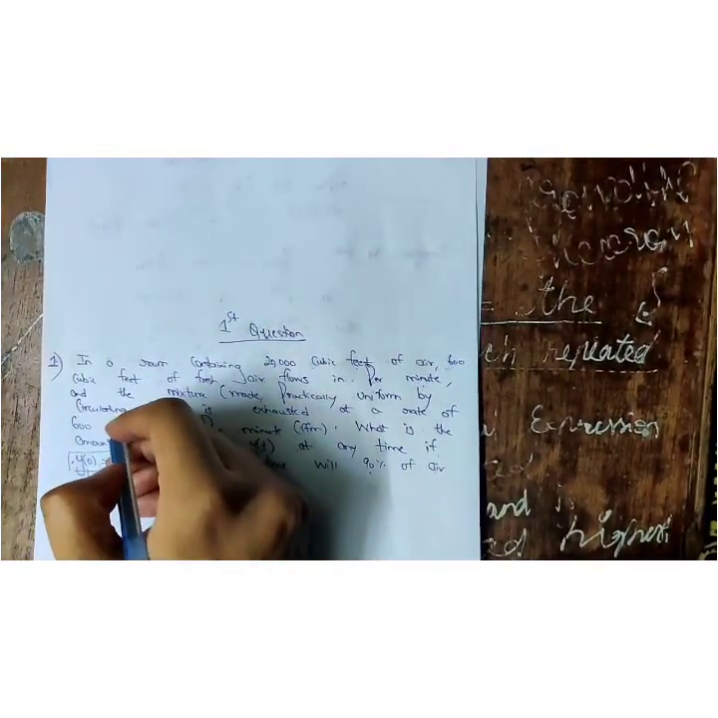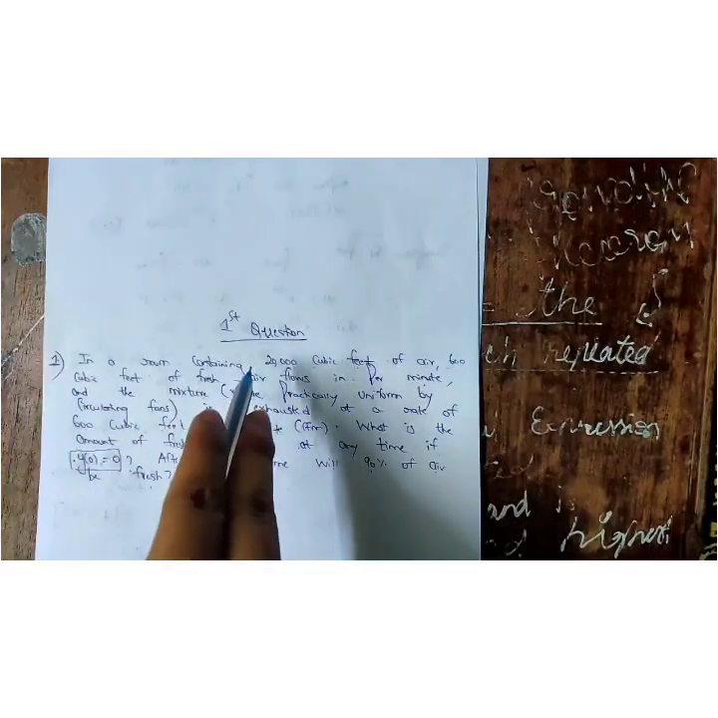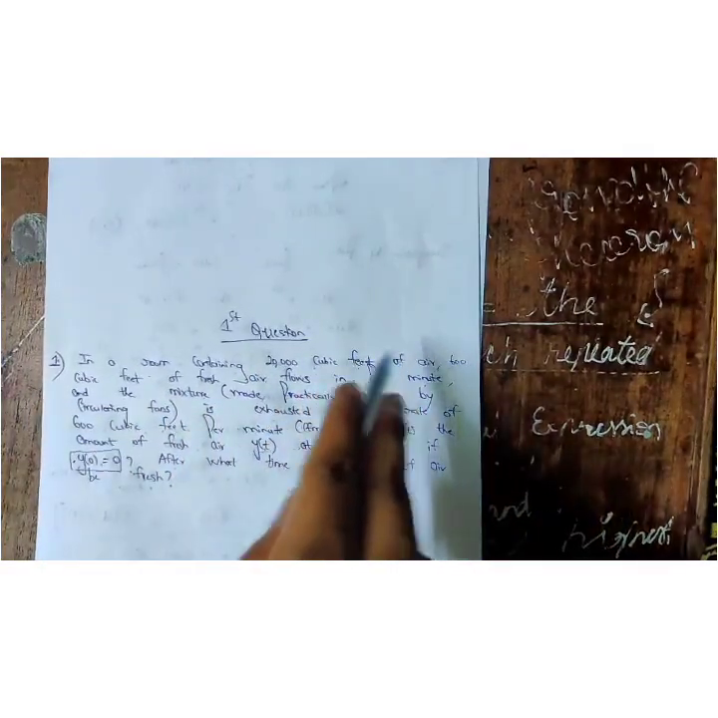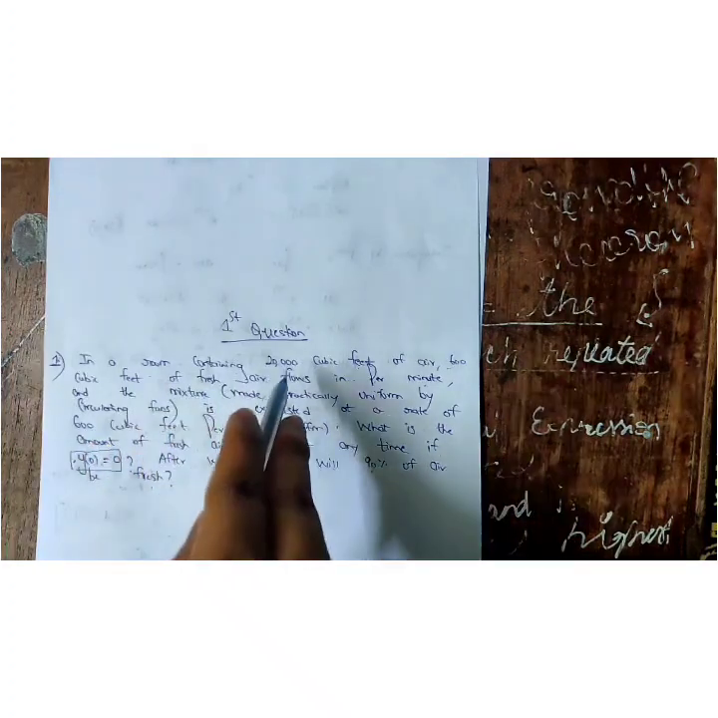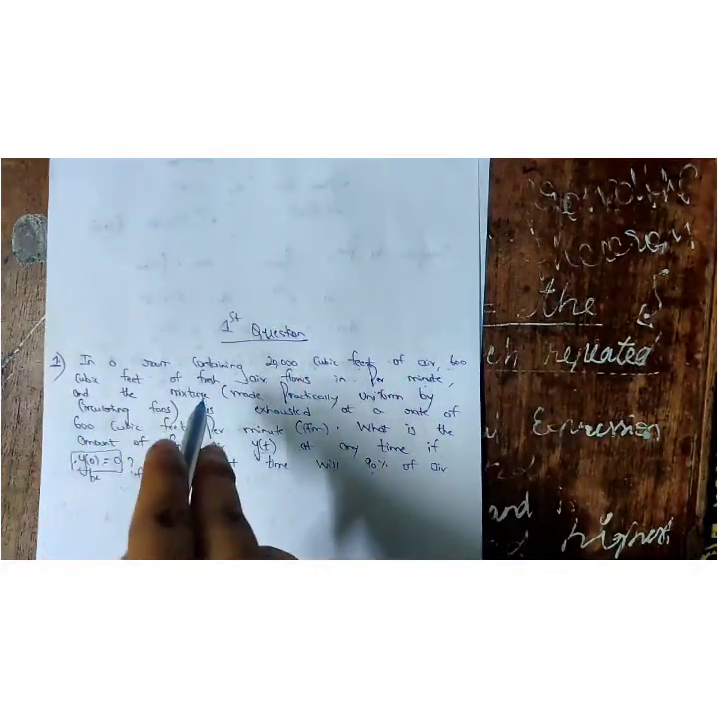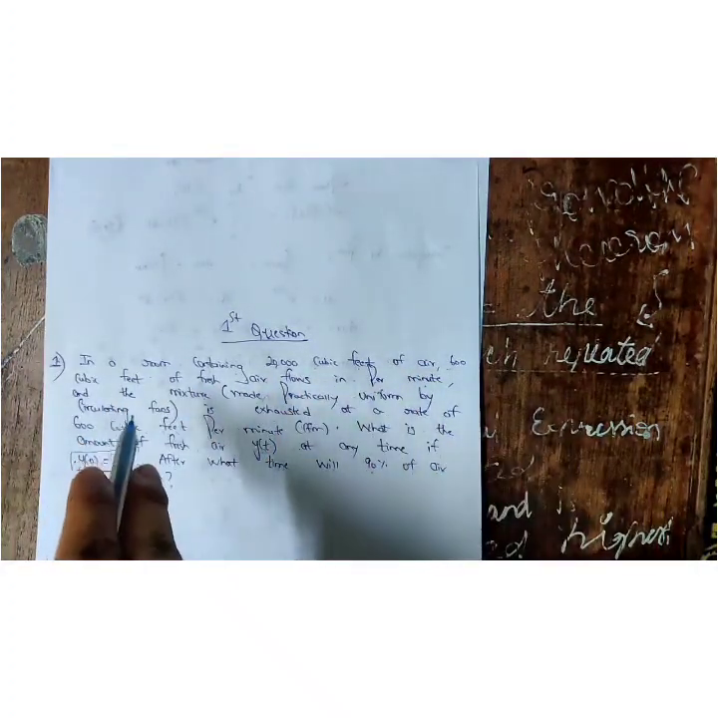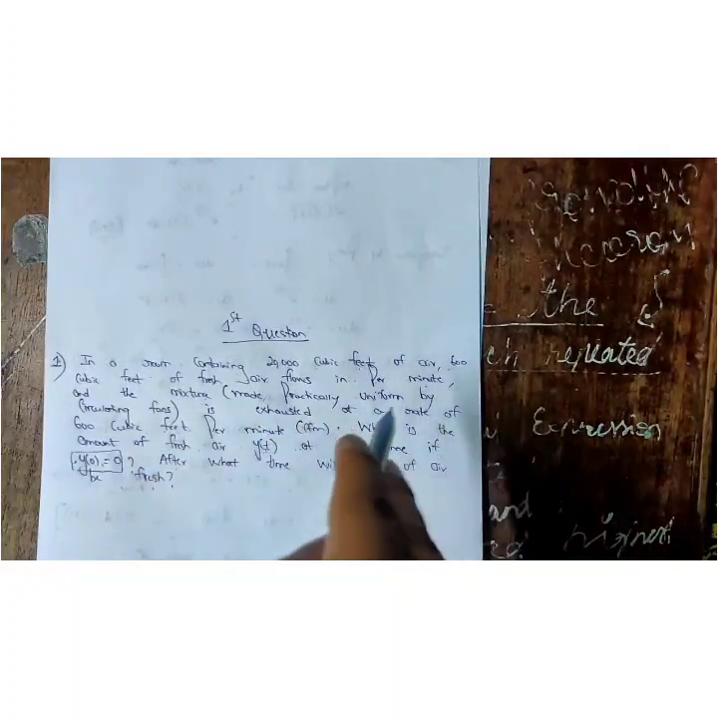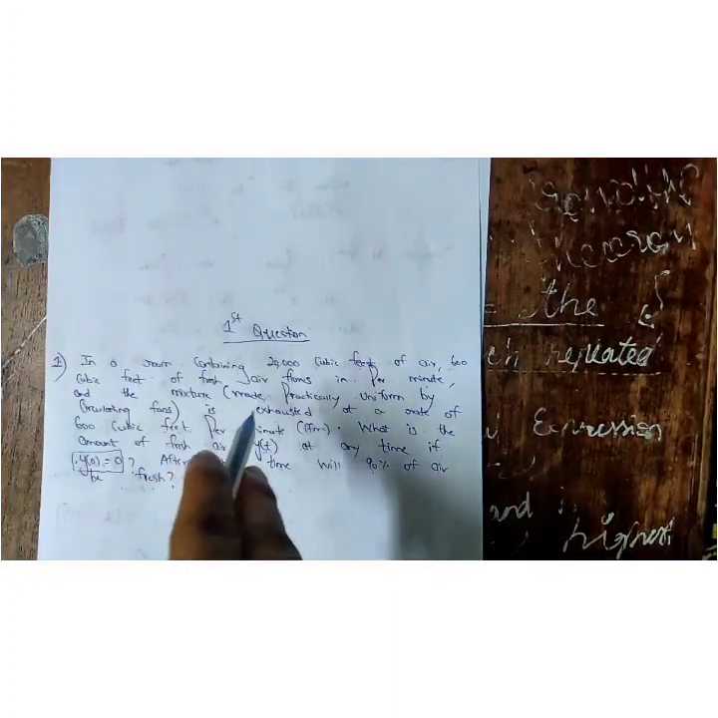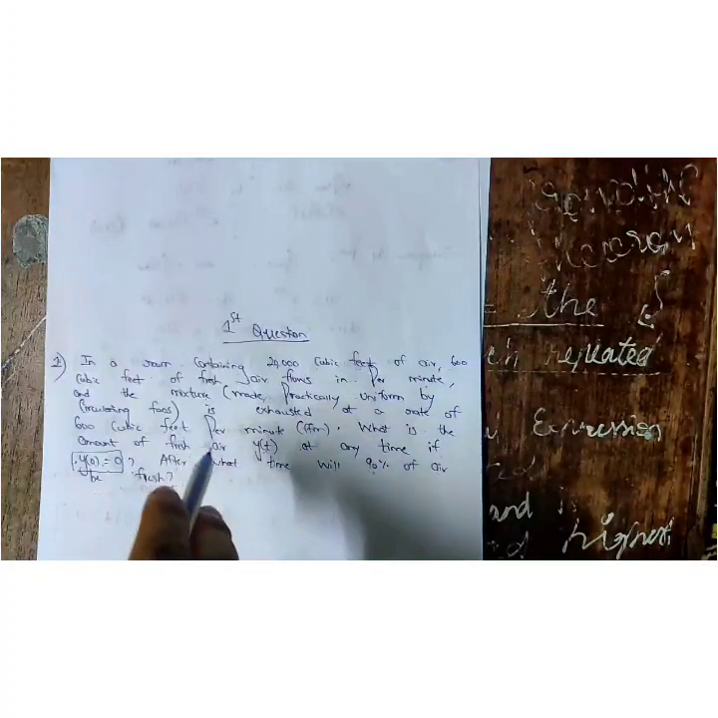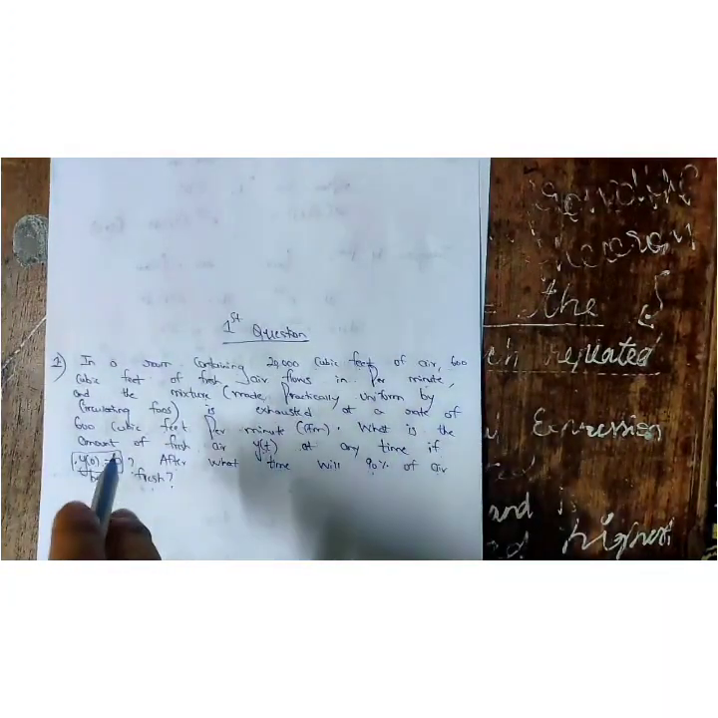I hope the question is visible, guys. In a room containing 20,000 cubic feet of air, 600 cubic feet of fresh air flows in per minute, and the mixture, made practically uniform by circulating fans, is exhausted at a rate of 600 cubic feet per minute. What is the amount of fresh air y of t at any time if y of 0 is 0?